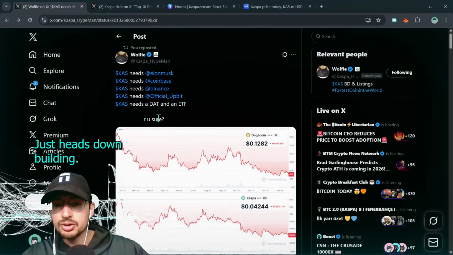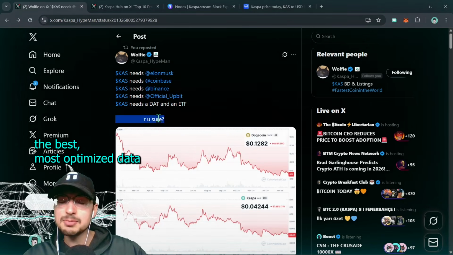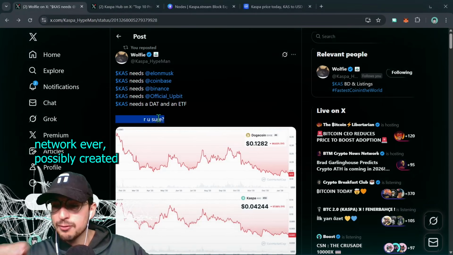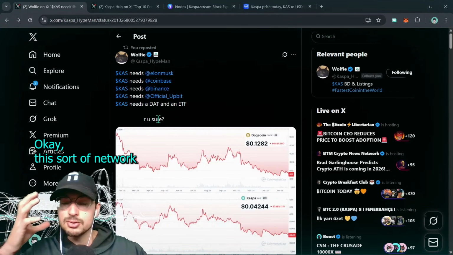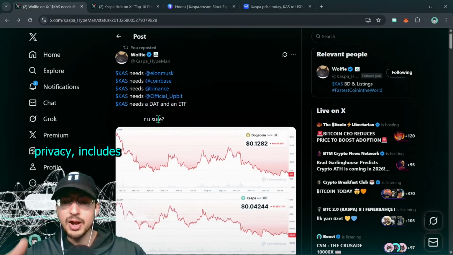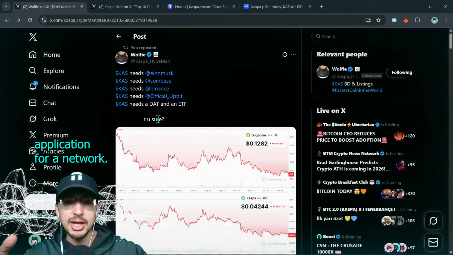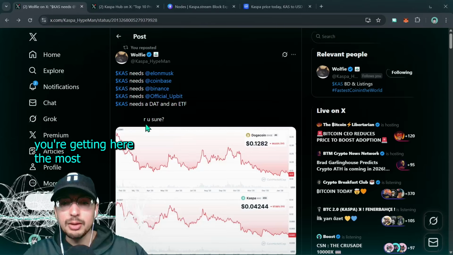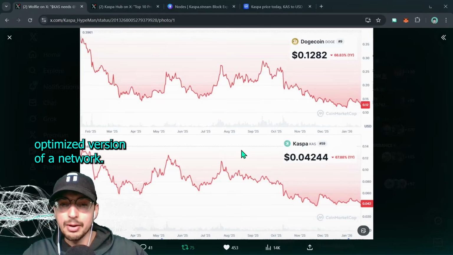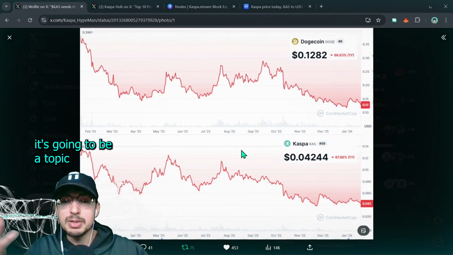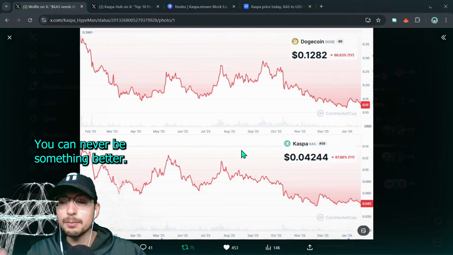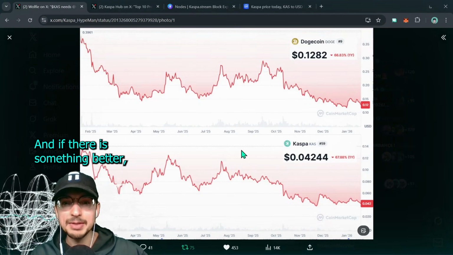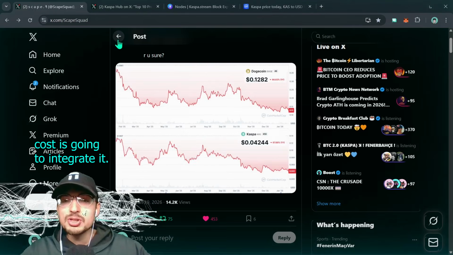Just heads down building. Developers are bringing to you the best, most optimized data network ever possibly created. Data including currency, okay? This sort of network includes currency, includes privacy, includes literally every single application for a network. You're getting here the most optimized version of a network. Of course, it's going to be adopted. Of course, it's going to be used because it's the best. It's the most optimized. There can never be something better. And if there is something better, guess what's going to happen? Kaspa is going to integrate it.